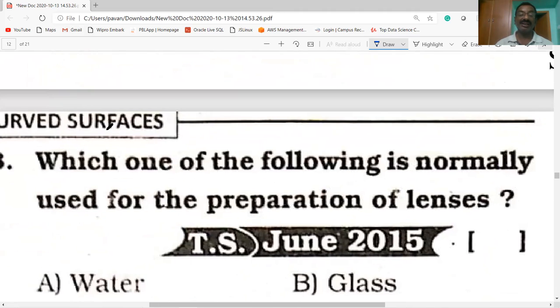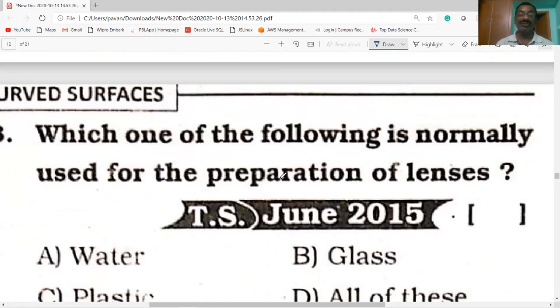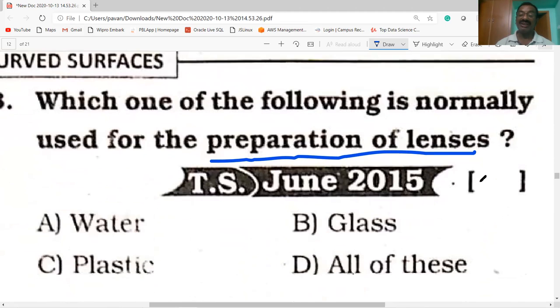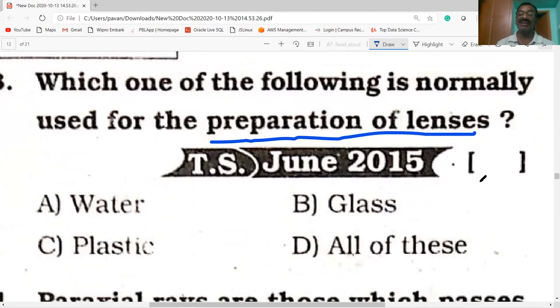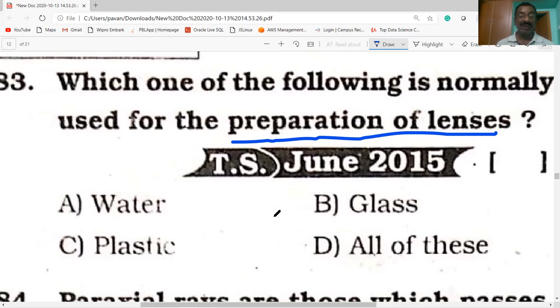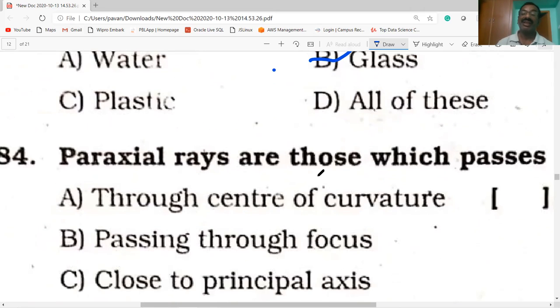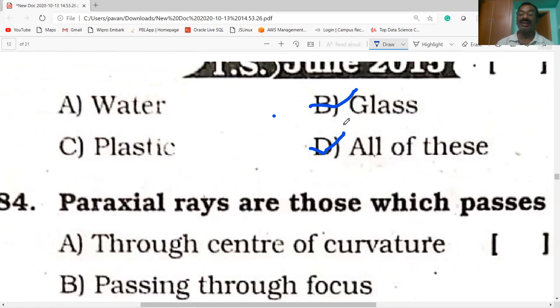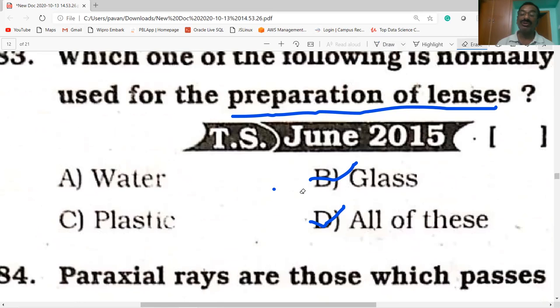Next question: which one of the following is normally used for the preparation of lenses? Any transparent material can be used to make a lens. Here, water is a transparent material, hence it can be used to make a lens. Glass is also used to make lenses. Plastic is also used. And all of these. So mainly we say glass is used to make the lens. Here all are correct, because these are transparent materials.